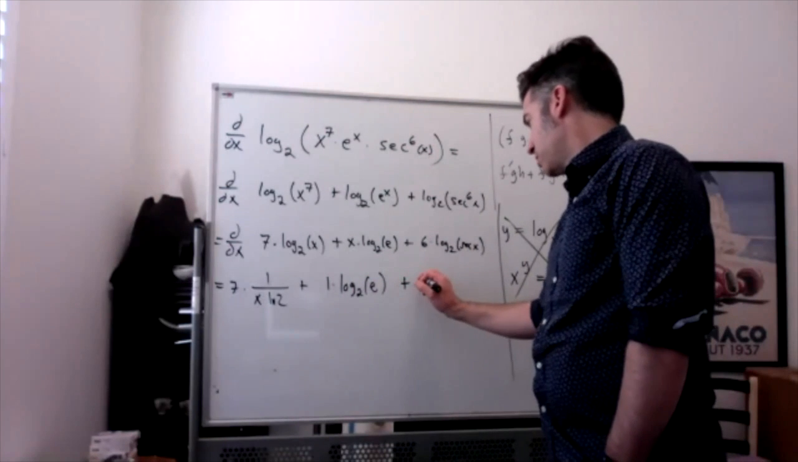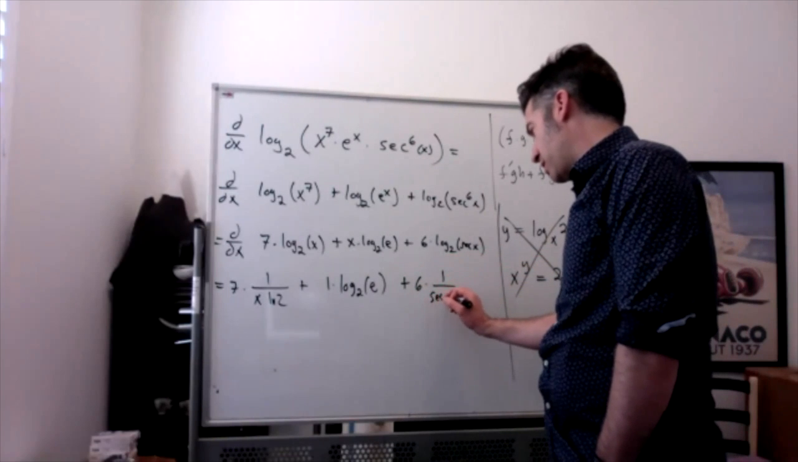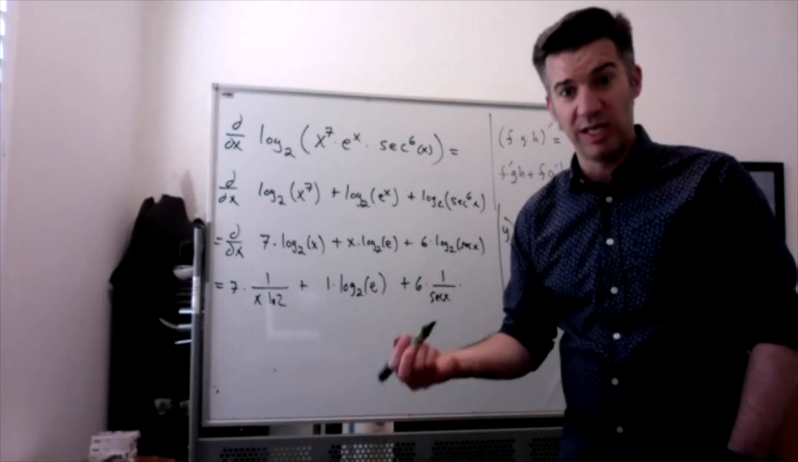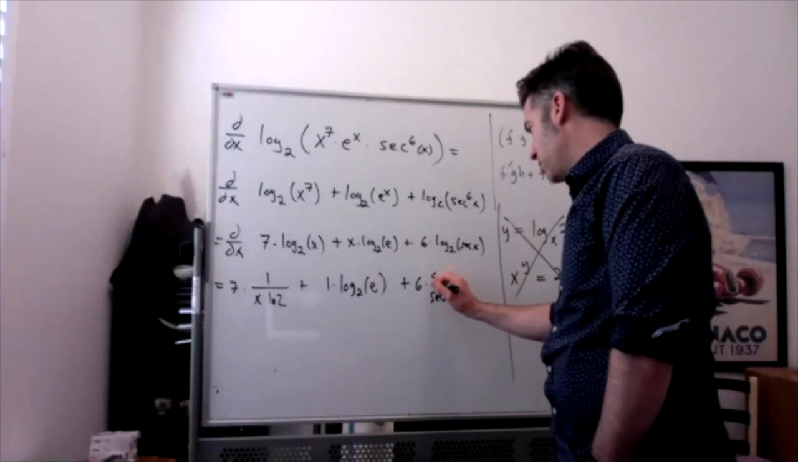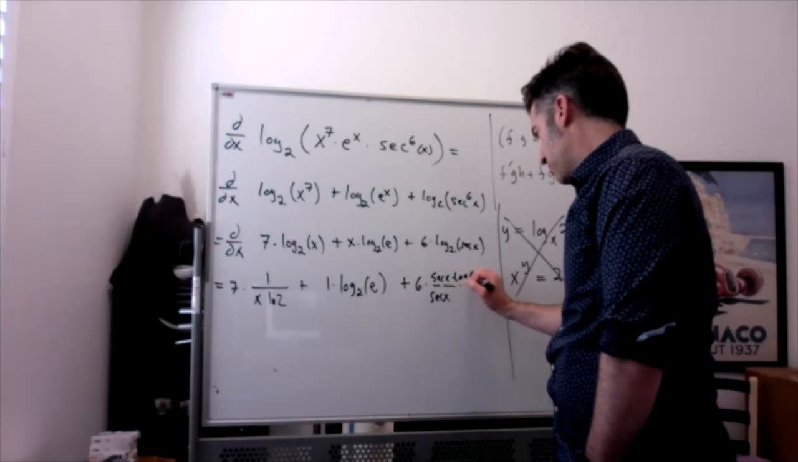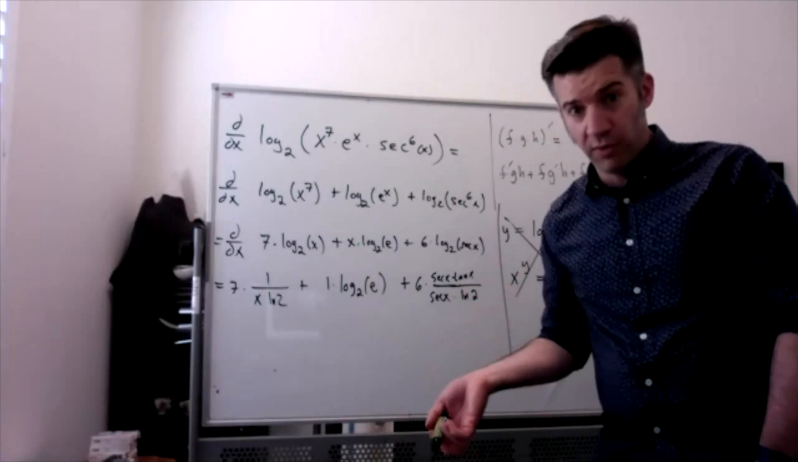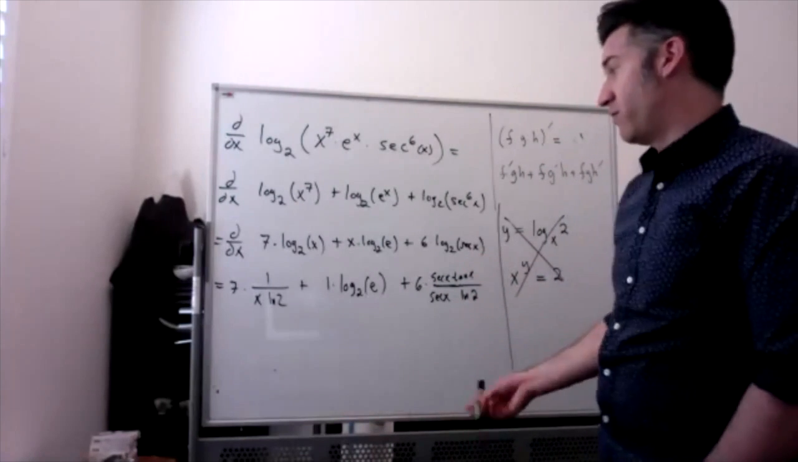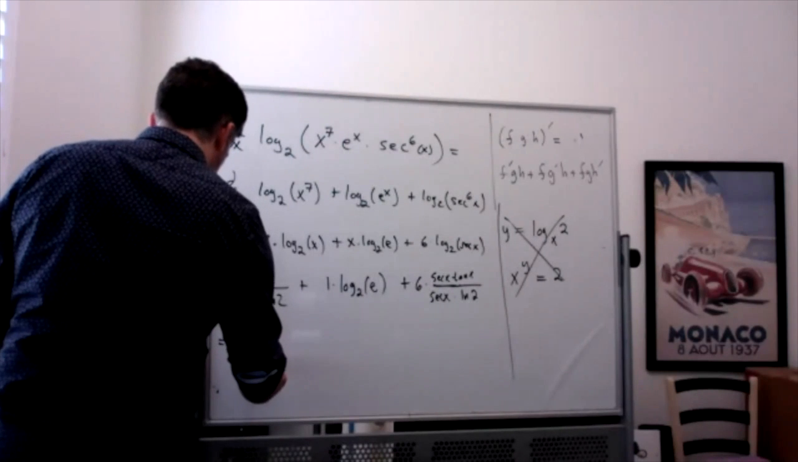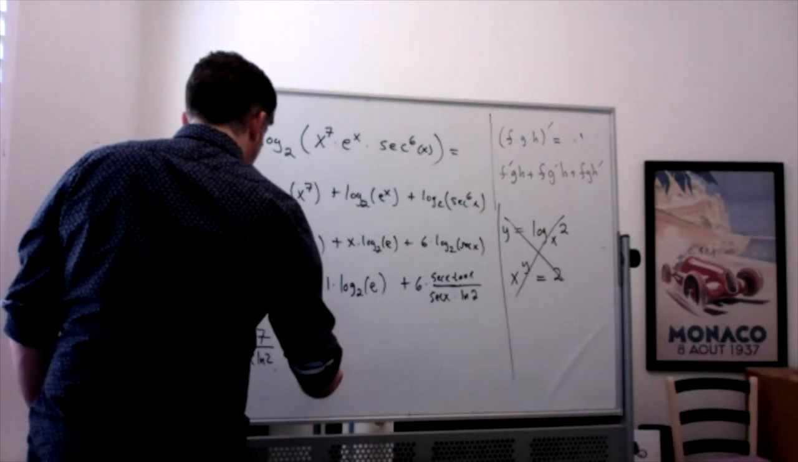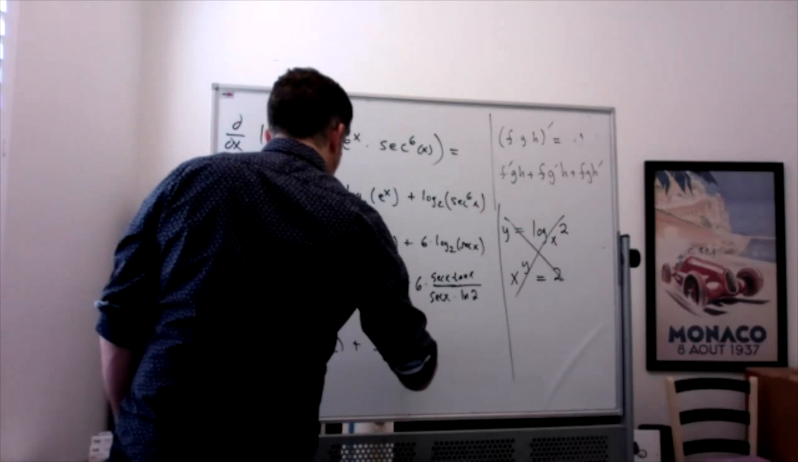Plus 6 times the derivative of log base 2 of secant of x, which is going to be 1 over secant of x times the derivative of secant of x, which is secant of x times tangent of x. Let's go ahead and write that on the top, so we don't run out of room here. And then we also have to divide by the natural log of 2. You will notice, hopefully, that you could cancel out a secant. So if you really wanted to write this a little bit more simply, you could write it as 7 over x natural log of 2 plus log base 2 of e plus 6 tangent of x over the natural log of 2.